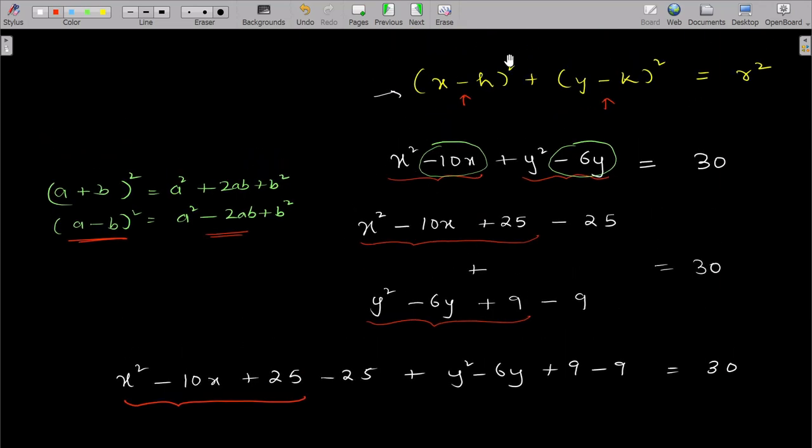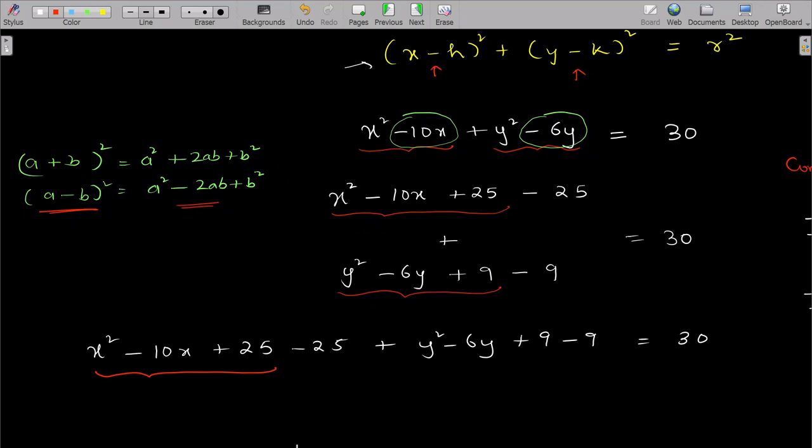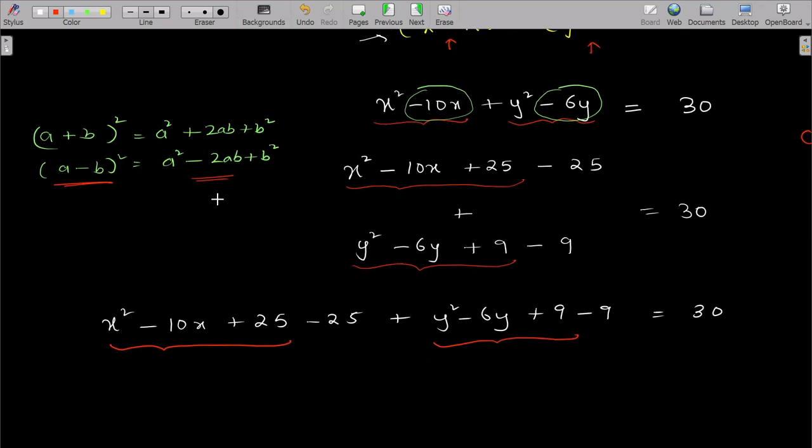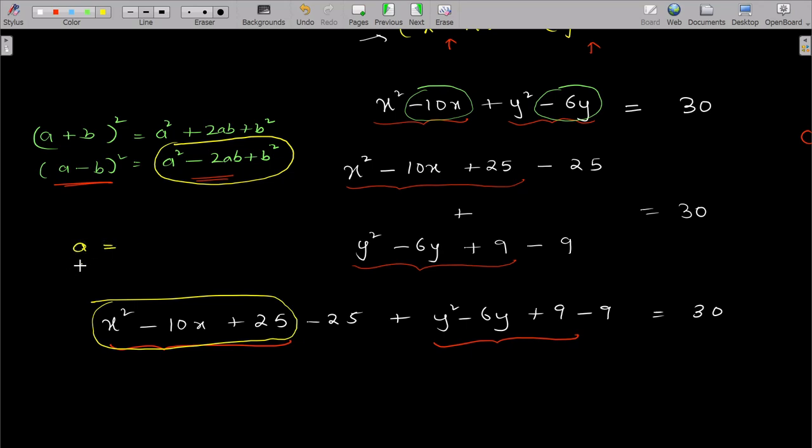The first three terms will give me this x minus h whole square. And then these three terms will give me y minus k whole square. Okay? So Anika, if you compare these three terms with this expression, I want you to compare these three terms with these three terms. So can you identify the values of a and b? A is x and B is 5.